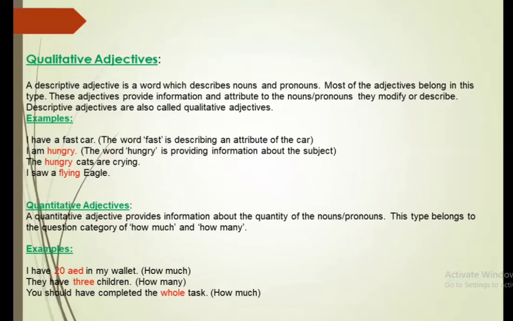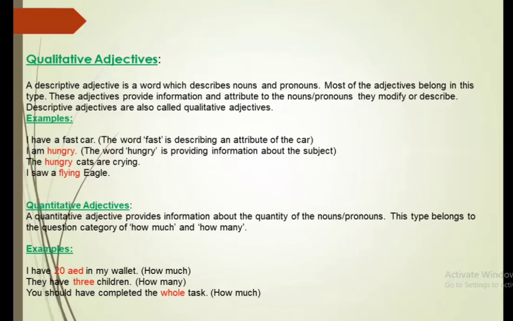Then come quantitative adjectives. A quantitative adjective provides information about the quantity of a noun or a pronoun, and it answers the questions how much and how many. Let's have a look at the examples. I have 20 dirhams, or AED, in my wallet. So the 20 dirhams answers the question how much money do I have.